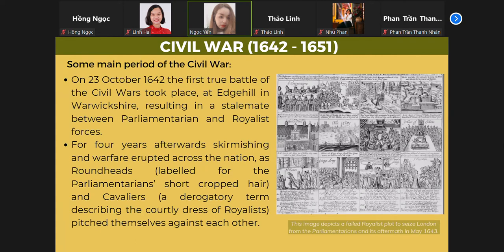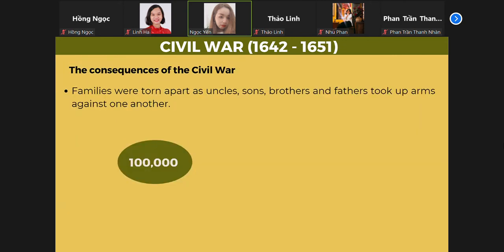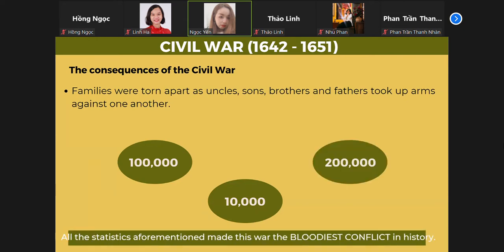So the consequences of this war were very heavy. 100,000 soldiers and civilians perished during the wars, and 10,000 houses were destroyed. Moreover, approximately 300,000 people lost their life directly and indirectly due to the war. So the statistics that I have mentioned have made this war the bloodiest conflict in history.